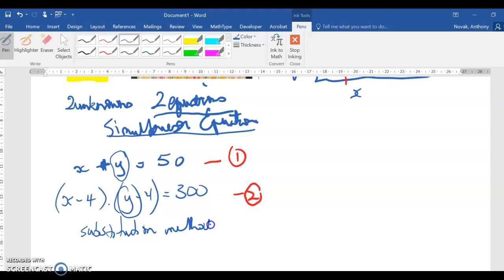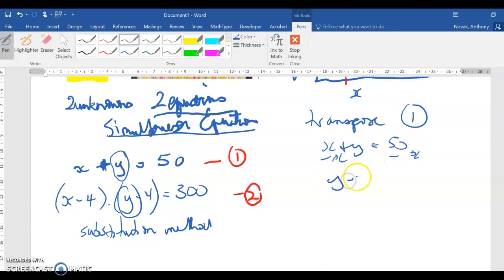But before we can do that, we need to set up so that's y equals. So transpose equation 1. So that's x plus y equals 50. Subtract x from both sides. We have y equals 50 minus x. And now we're ready to substitute that into equation 2.